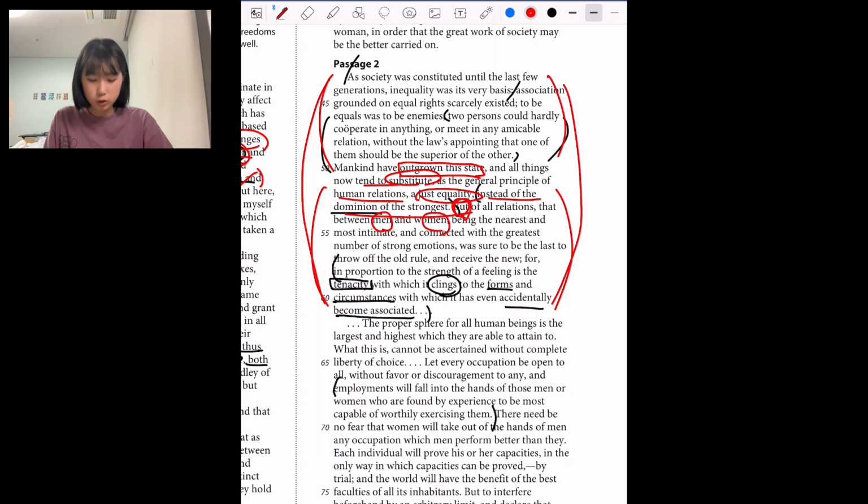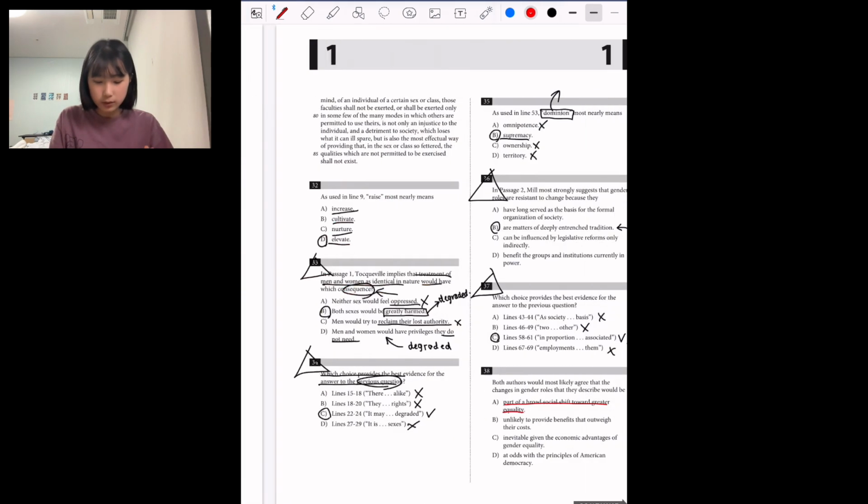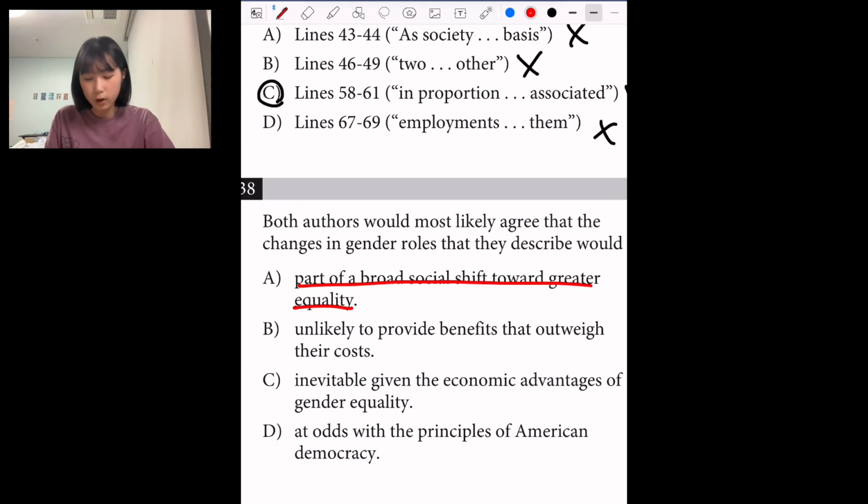with the greatest number of strong emotions, was sure to be the last to throw off the old rule and receive the new. Throw off the old rule and receive the new basically means throw off that societal status of inequality and move towards equality. And it's saying that the inequality between man and woman was the last to be resolved and the hardest to be resolved. So it's basically saying that if that is resolved, society will clearly be able to move towards that path towards equality. So basically it's saying, again, that it's part of a broad social shift towards greater equality.